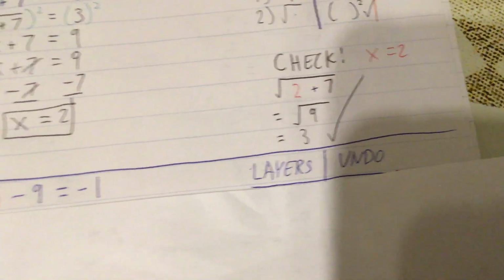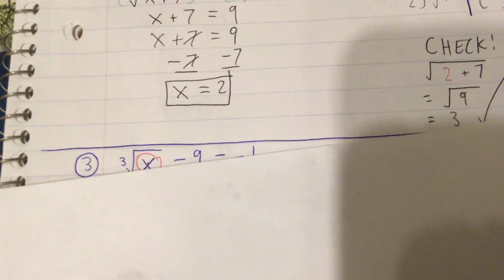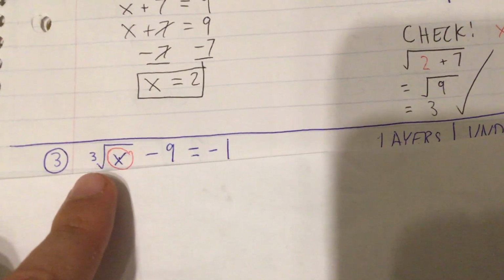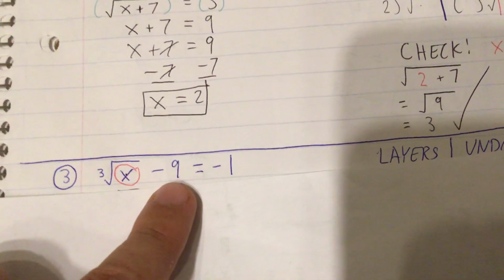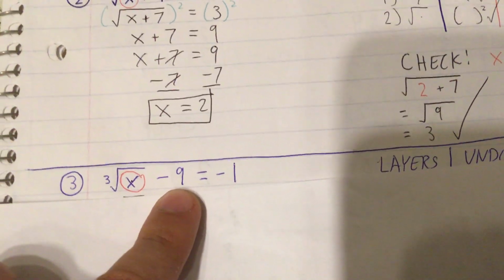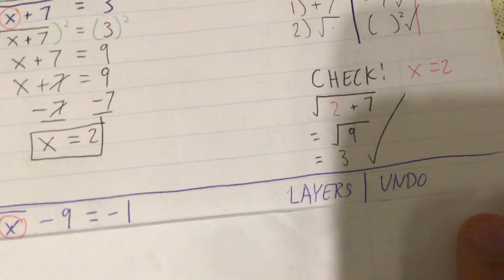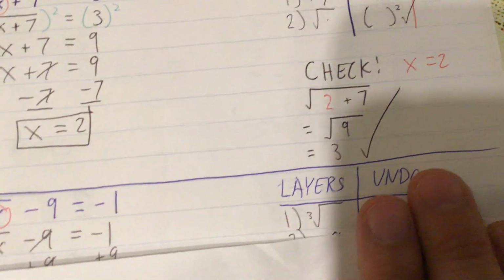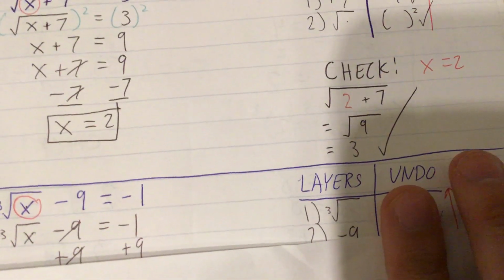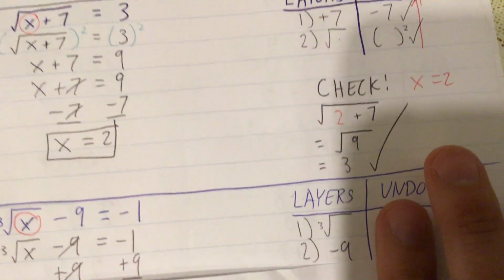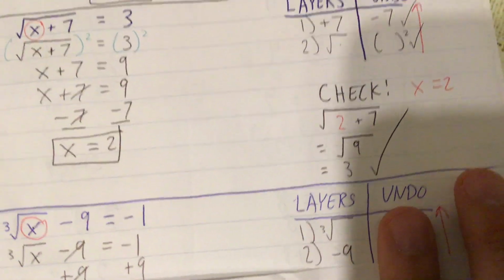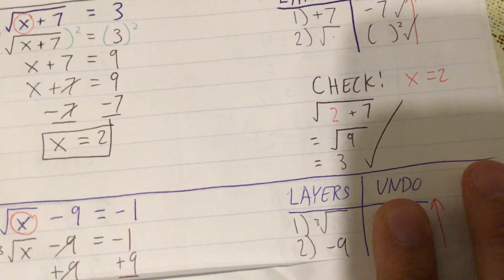So let's take a look at the layers. First things first, that x is being cube rooted, and then it's being subtracted by 9. So I'm going to put my hand right here so it doesn't give away anything. If the first layer is to be cube rooted and then subtracted by 9, in what order do I need to undo the layers?